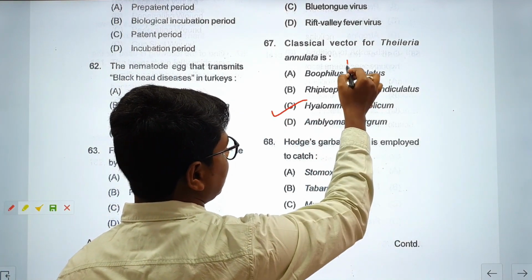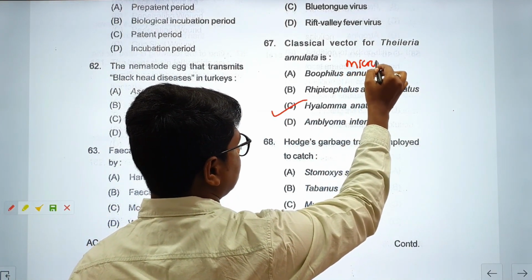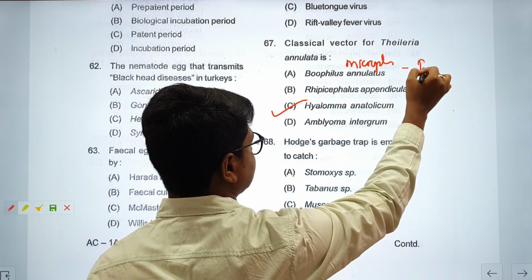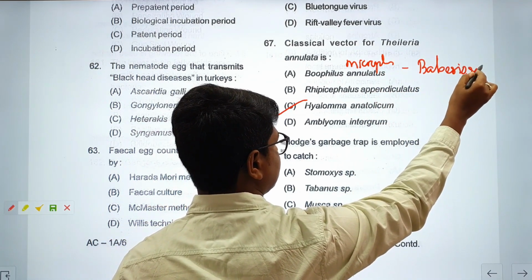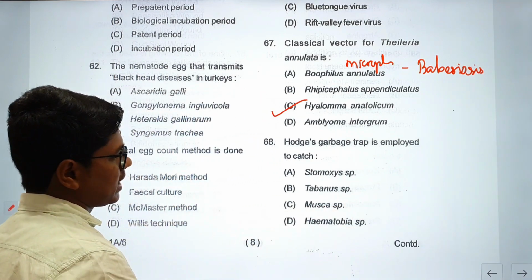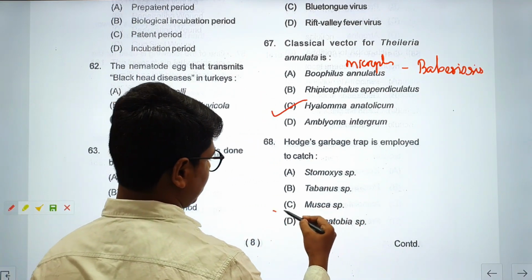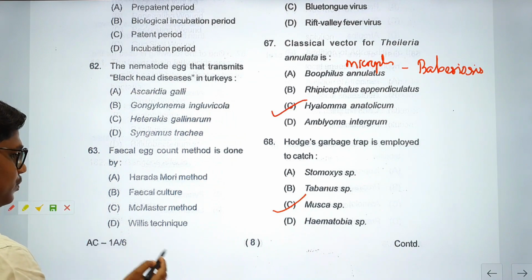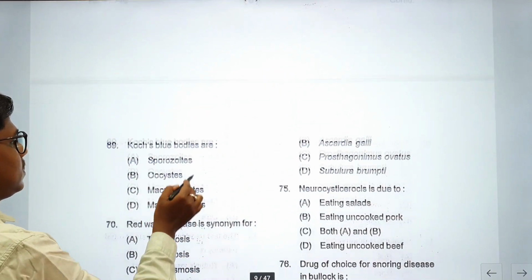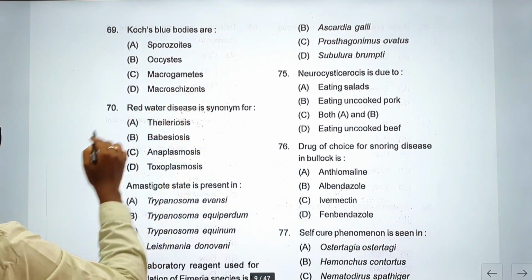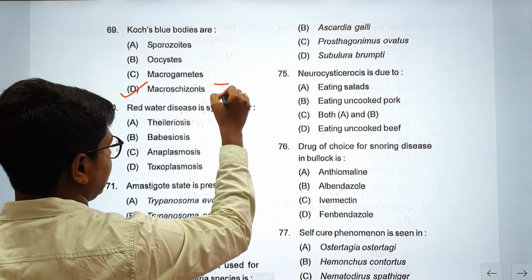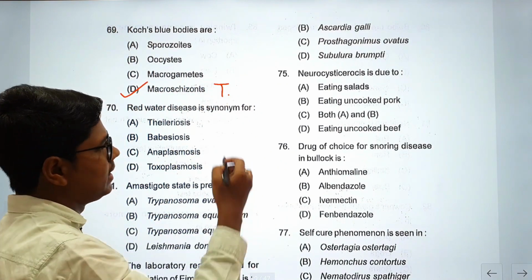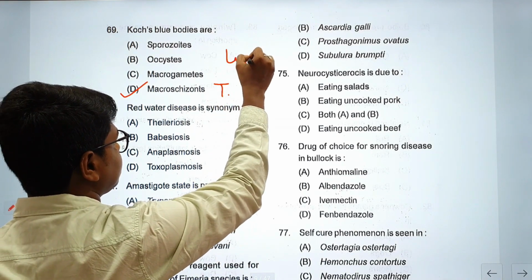These are direct questions. Classical vector for Theileria annulata, Hyalomma anatolicum. Boophilus microplus is for babesiosis. Horse, Gasterophilus, Musca. Gasterophilus is employed for Musca. Koch's blue bodies are macroschizonts of Theileria species. Okay, they are found in lymphocytes.